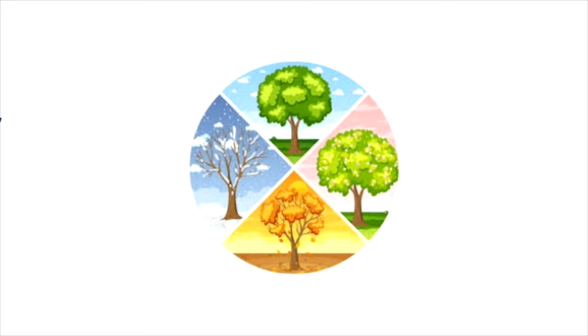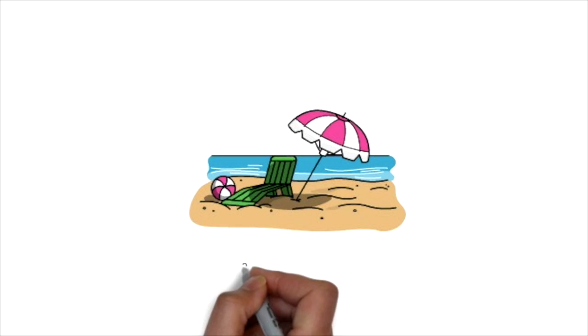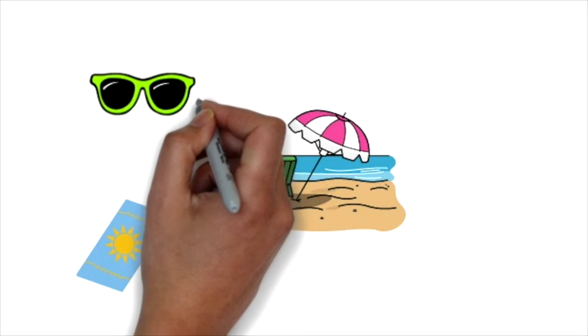We get to enjoy apple picking in the fall, snow-filled trees in winter, blossoming trees in spring, and the warm sunshine each summer. Now let's say I love the beach, and I just can't wait to head out there to catch some waves or to soak up the sun. I decide to meet up with some friends. We bring our towels, sunblock, swimsuits, and sunglasses and head on over to the beach.